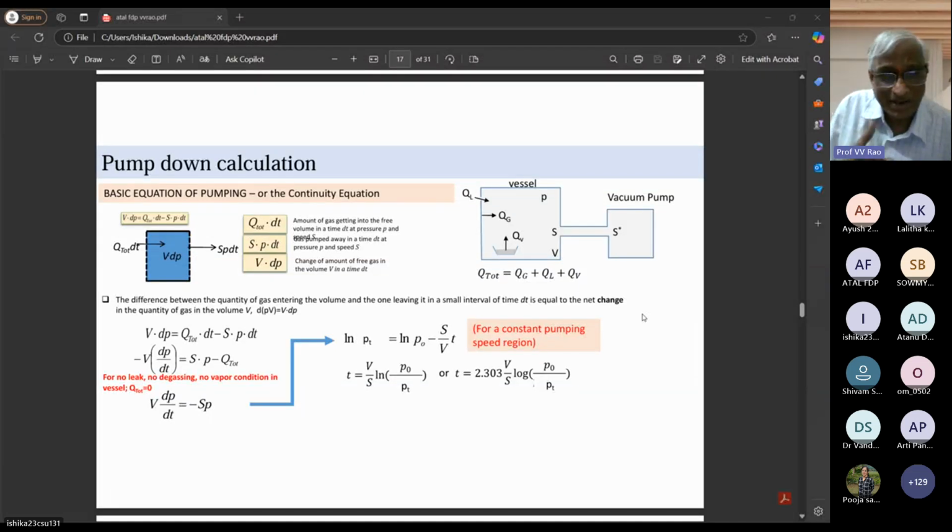Pump down calculations are done exactly based on this. So you can go through this. I have already explained to you, there is nothing in this. The vessel contains several sources of gases. All those gases have to be removed by the pump.